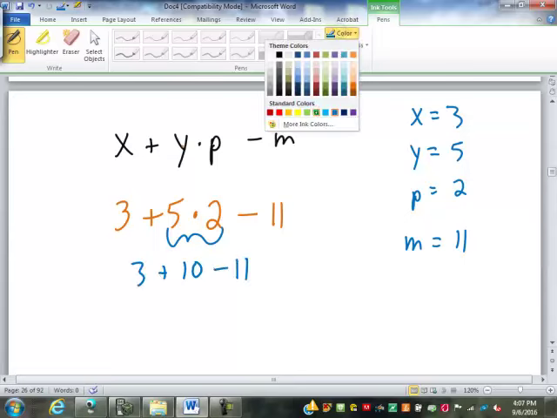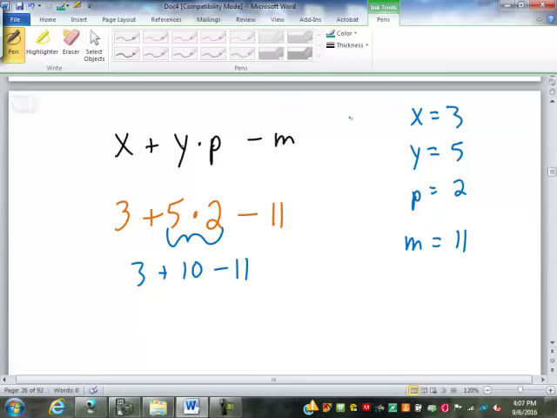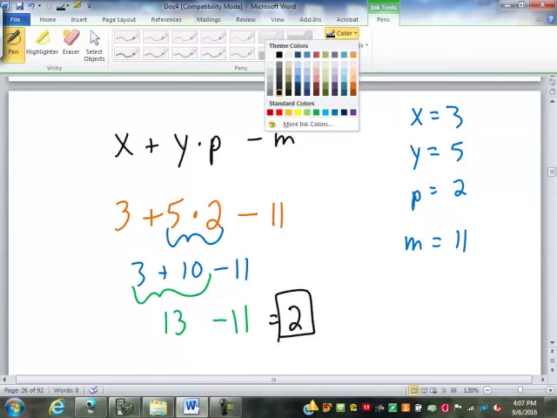And now we're all addition and subtraction. What do we do first? 3 plus 10 is 13. And 13 minus 11 is 2. Any questions?